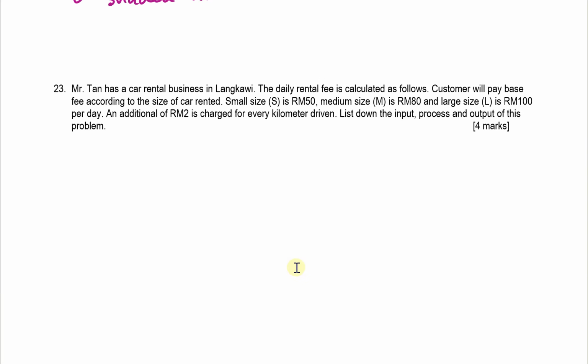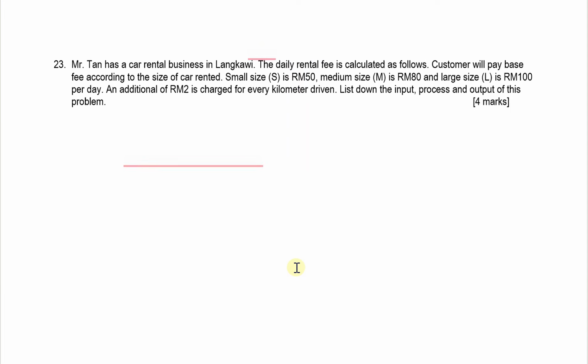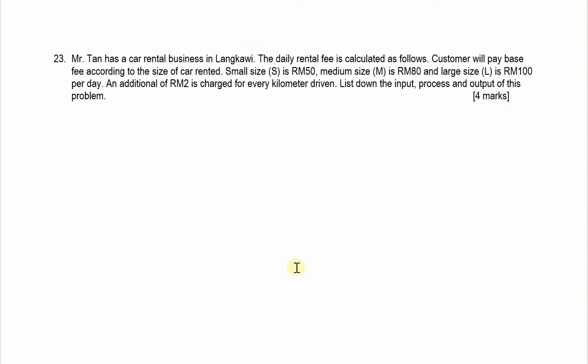Next we move to question number 23. First of all, of course, you need to read the question. Mr. Tan has a car rental business in Langkawi. The daily rental fee is calculated as follows. Customer will pay a fee according to the size of car rented. Small size is 50 ringgit, medium size is 80 ringgit, and large size is 100 ringgit per day. And an additional 2 ringgit is charged for every kilometer driven.